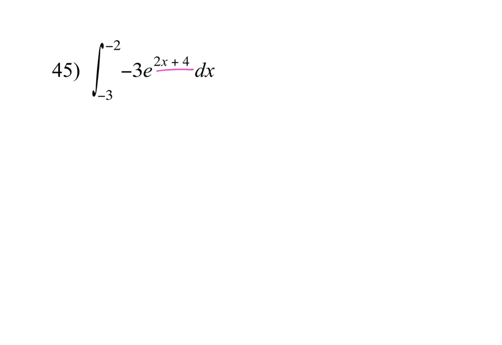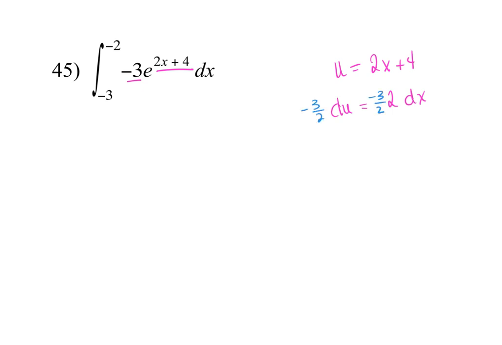Again, this is my u. This is what I want in my du. My u is going to be 2x plus 4. My du is 2 dx. I need it to be negative 3, right? So I need to multiply both sides by negative 3 halves.